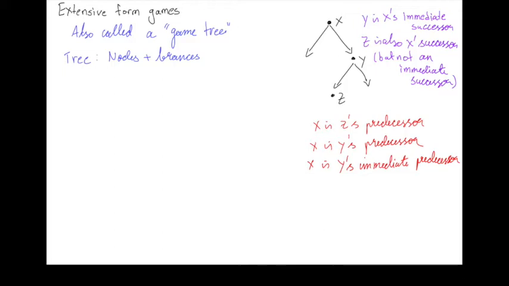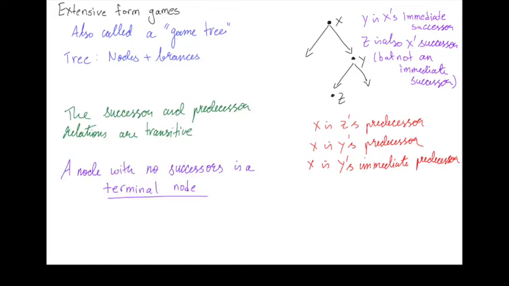A couple of things to note here. The successor relation and predecessor relation are transitive. So if x is y's predecessor and y is z's predecessor, then x is z's predecessor. Similarly, if y is x's successor and z is y's successor, then z is x's successor. A node that doesn't have any successors is what we call a terminal node. The node with no predecessors is called the initial node. Notice I use the definite article here because there can only be one initial node.